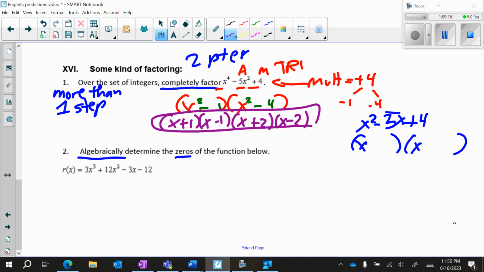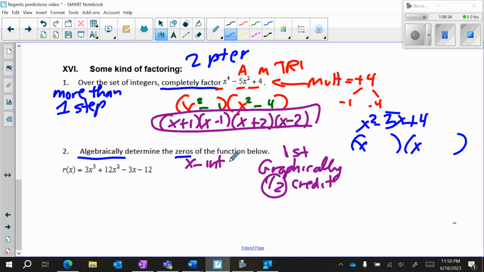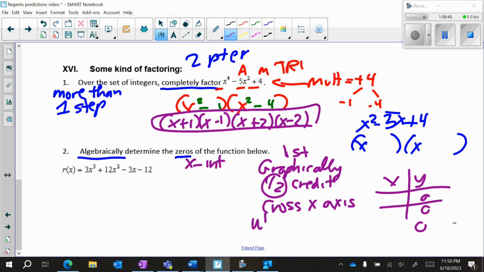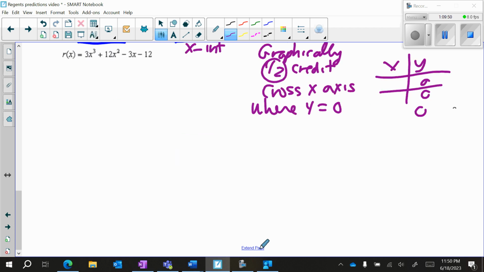First you need to know that if you do it graphically, you get half credit. So that's better than nothing. I recommend you start with graphically. First do it graphically and write down the answers to where it crosses the x-axis. These are called the x-intercepts. So look for where it crosses the x-axis, or look for where the y values equal 0, where y equals 0. And write them down. And then you're going to do it algebraically.